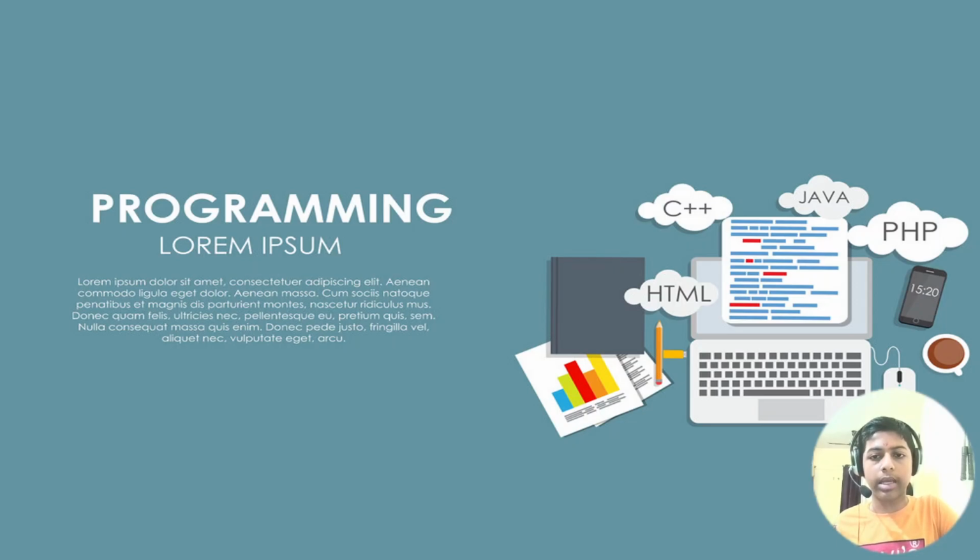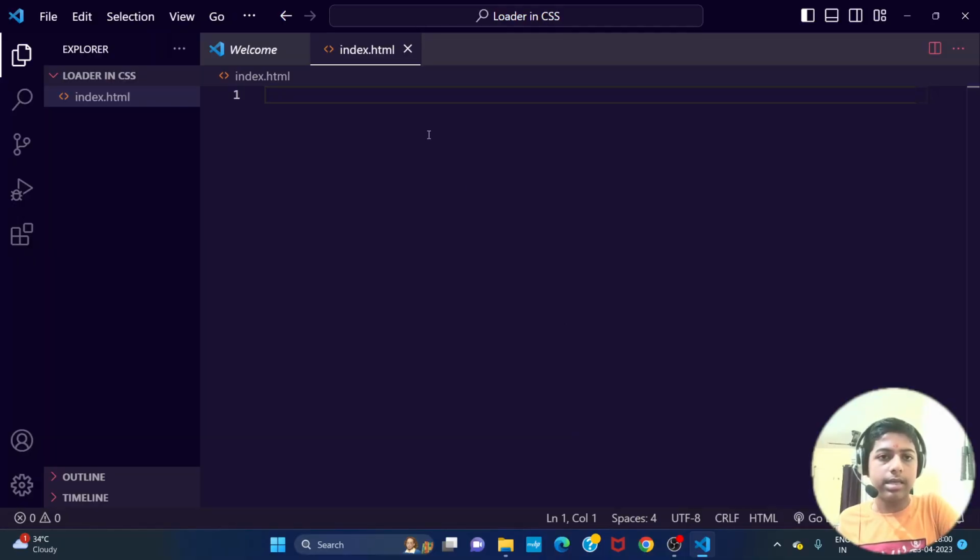In this video, we are going to take a look at how we are going to make a loader in CSS. So without wasting any time, let's get started. Now, as you can see, I am in my index.html file and I am going to make a loader at this place. So how can we make that?